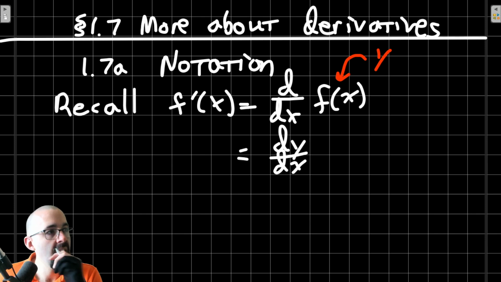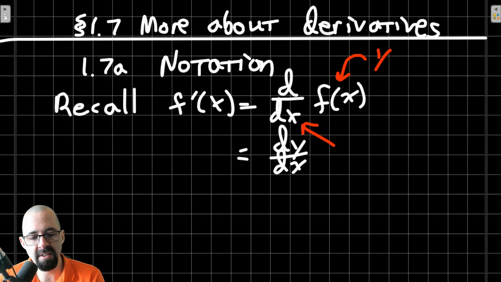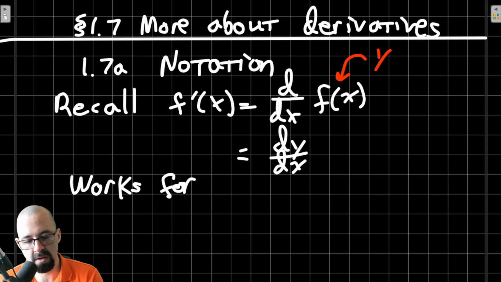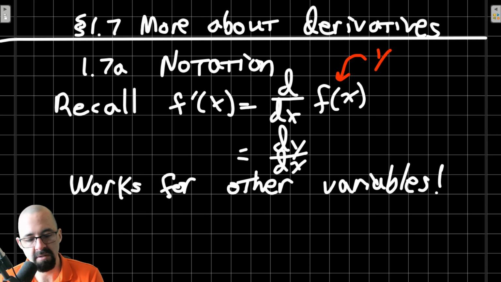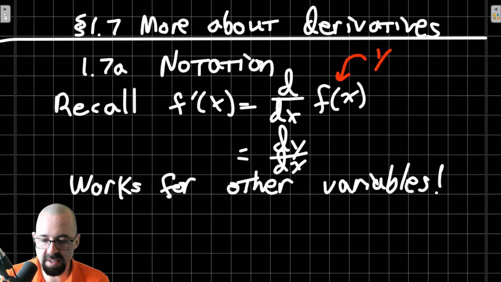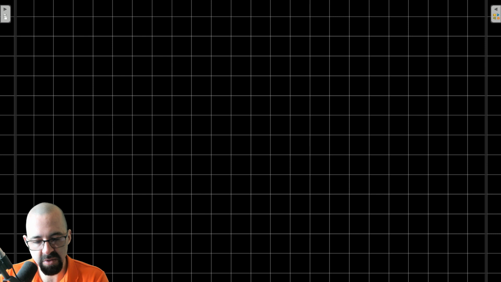We've seen this before. However, what we haven't seen before is that this works for other variables, right? This x down here is just what are we taking the derivative with respect to? And this y up here is just the function name. So we can change those letters, no problem. So this works for other variables as well. And that's what we're going to be talking about in this first video.